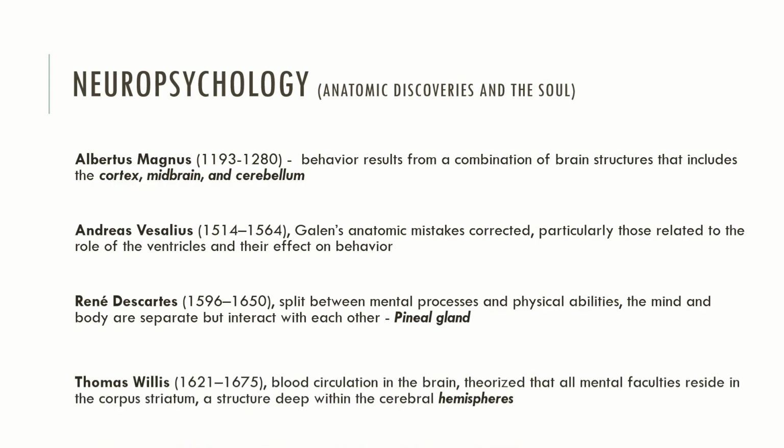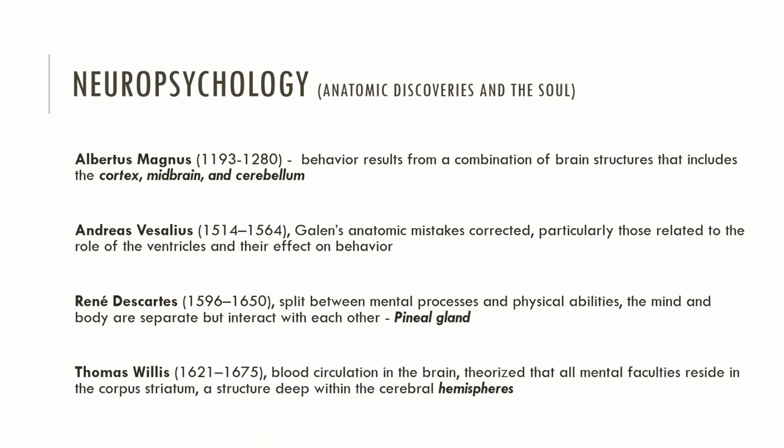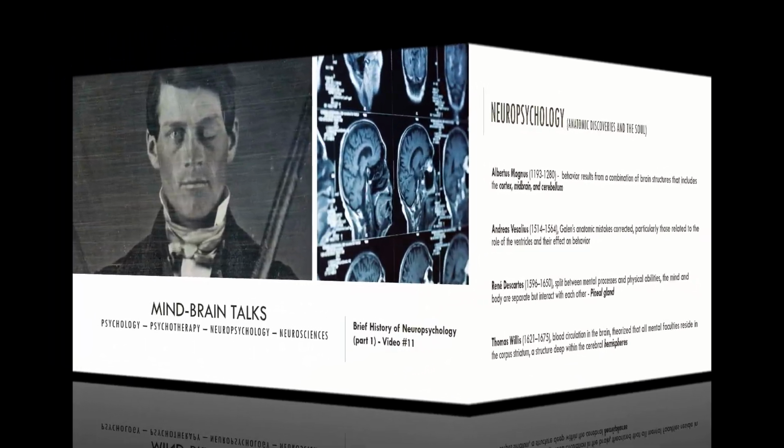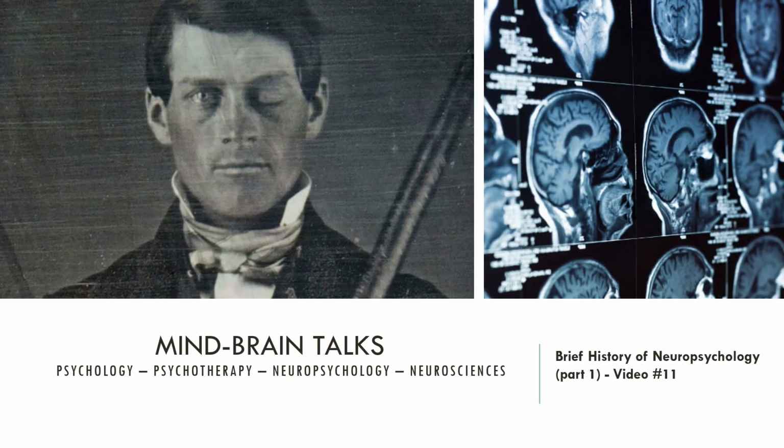Later, Thomas Willis described the blood circulation in the brain, and he theorized that all mental faculties reside in the corpus striatum, a structure that is very deep within the cerebral hemispheres. So, as you can see here, different contributions from different authors start to emphasize different features of brain functioning and the relationship between the brain and the mind, or in their words, the brain and the soul.